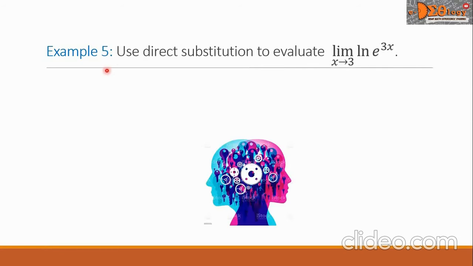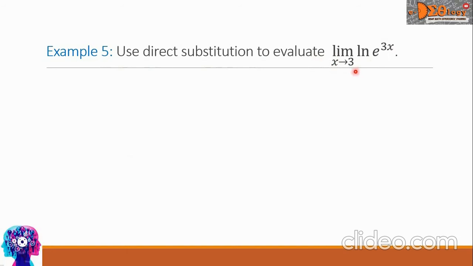Example 5. Use direct substitution to evaluate the limit of the natural log, or ln, of e raised to 3x as x approaches 3. For our solution, let us copy this problem down here. Let us substitute the 3 to the x here. So we have ln of e raised to the quantity 3 times 3. And 3 times 3 is equal to 9.